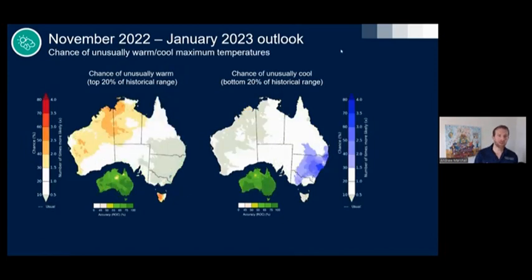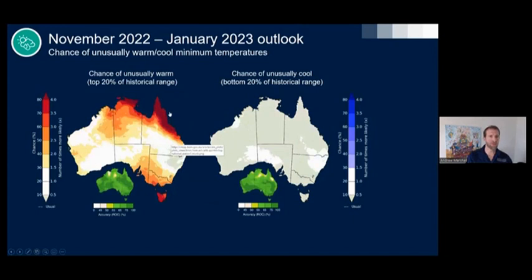Okay, moving on to the temperature. So again, this is looking at the chance of unusually warm conditions now on the left and unusually cool conditions on the right. Corresponding to the forecast that we've been looking at, for these daytime maximum temperatures, generally for the Gulf, we don't see much signal in terms of those unusual conditions, warm or cool. So we are looking at not a very high likelihood of those extreme conditions.